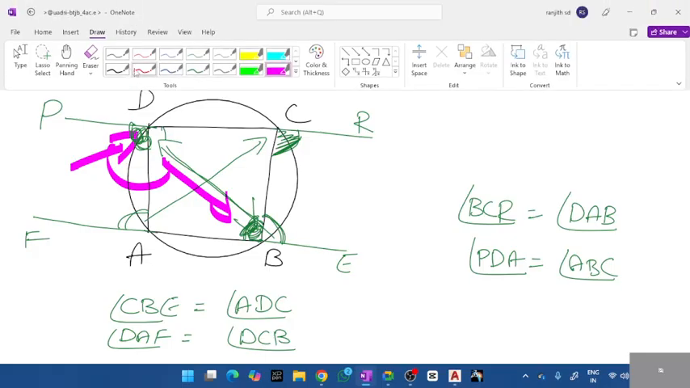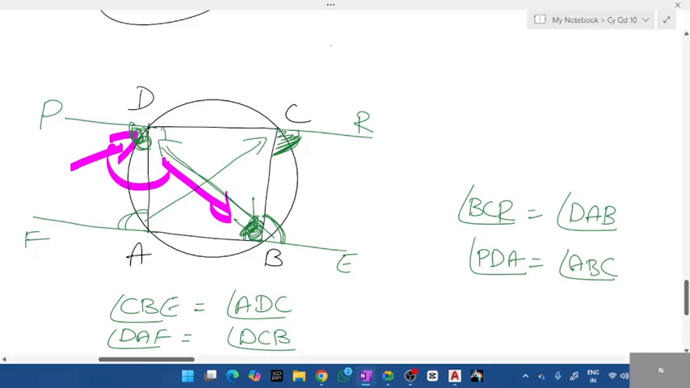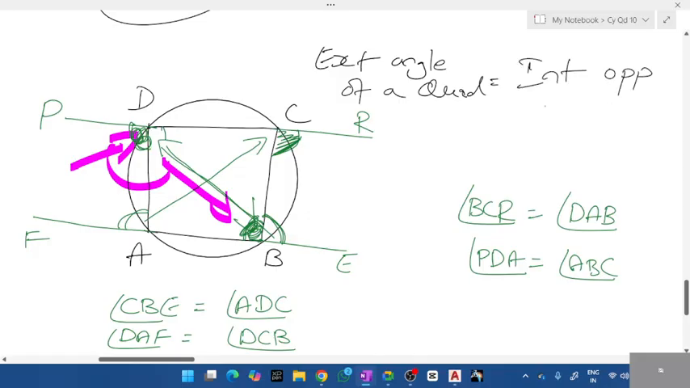And the reason, take down the reason. You'll have to write the reason. For all these four angles, you have to write: exterior angle of a quadrilateral is equal to interior opposite angle. Exterior angle of a quadrilateral is equal to interior opposite angle. Equal means the values will be the same.